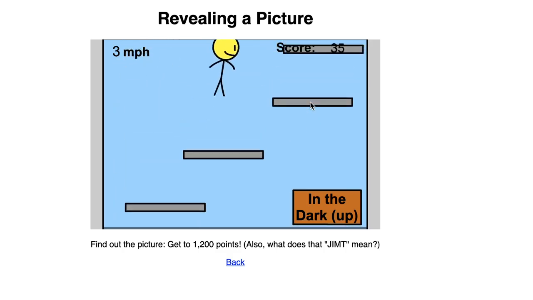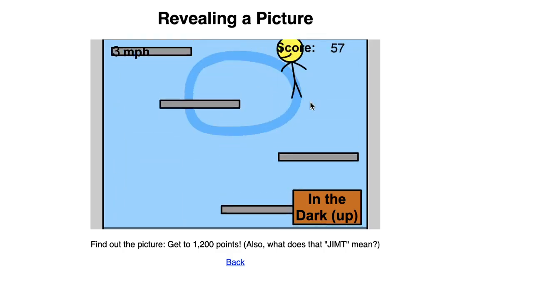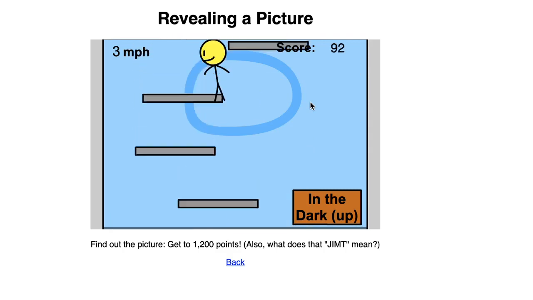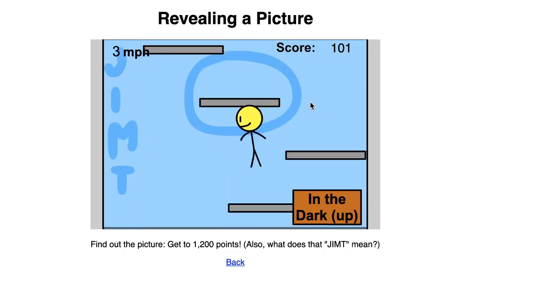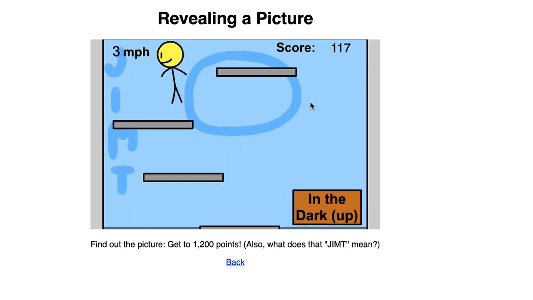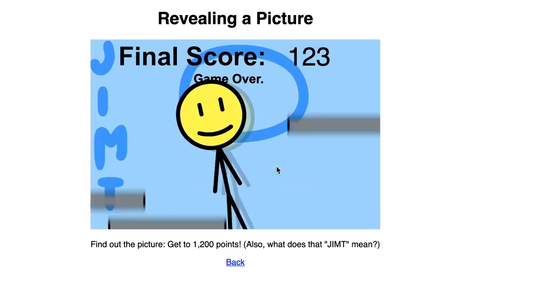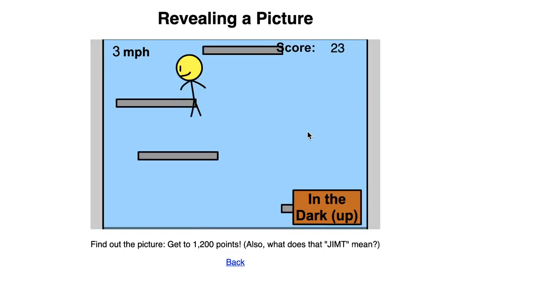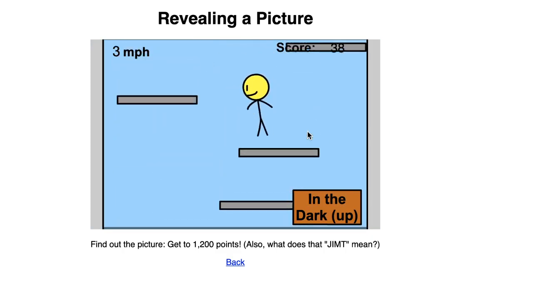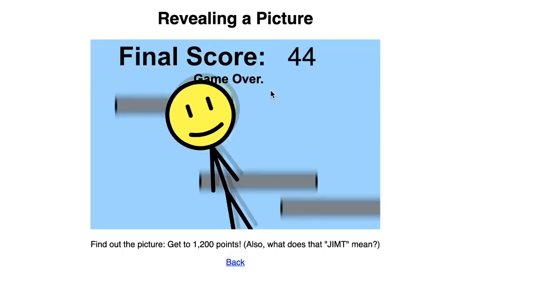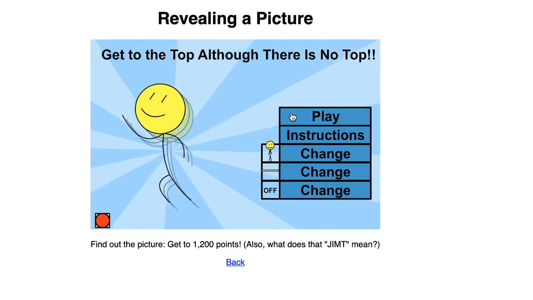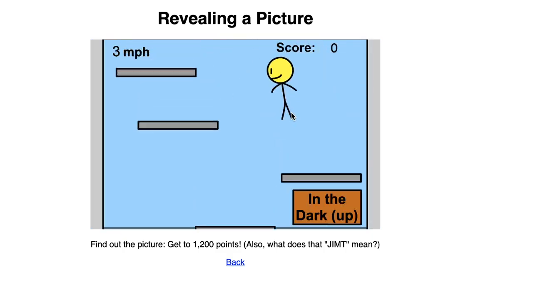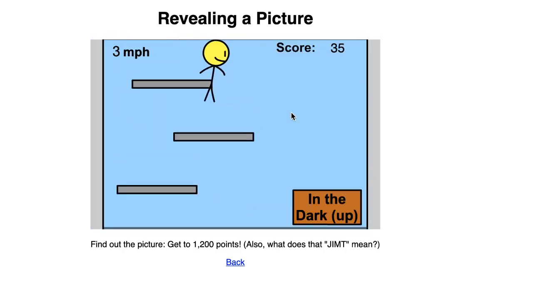I am not gonna get to 1200, because I suck at this game, but I'm gonna get... Oh god! Ooh, that was close. I almost failed. What does that mean? I think it's gonna reveal that, actually, when I get to 1200. Oh my god. I wanna reveal at least most of that picture.